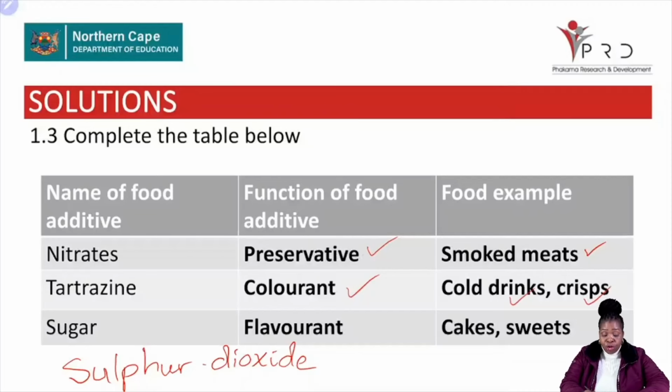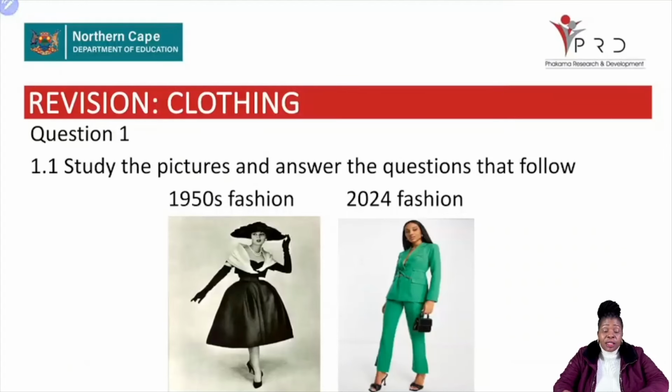And then we have sugar, that is the common sugar that we use at home. It is used to give flavor to the food, so it is used as a flavorant. And for the food example, we use sugar in cakes, we use sugar in sweets. At home, we use sugar for so many things, in our tea, wherever you use sugar. So there are lots and lots of functions of sugar and foods where we use sugar. We can proceed now to our next question.